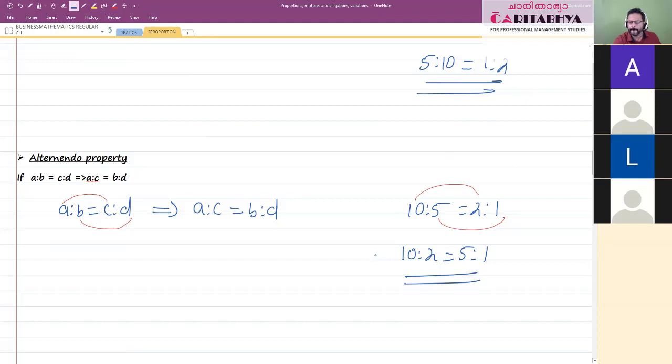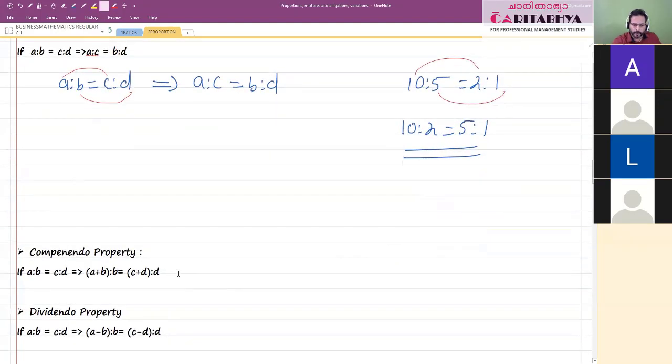Clearly? Yes, sir. Then next one, componendo property.